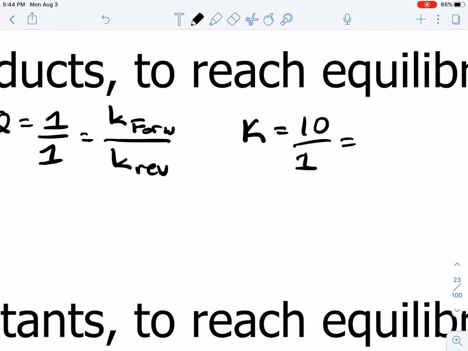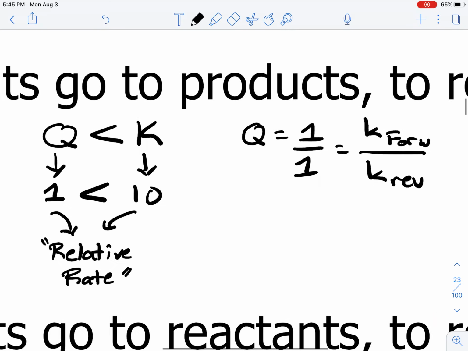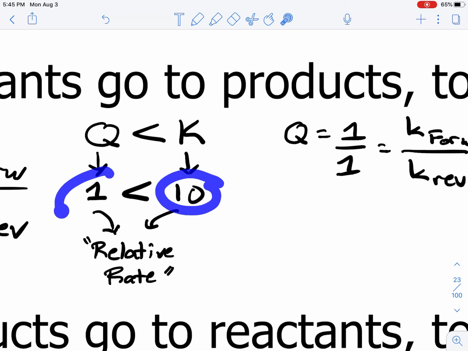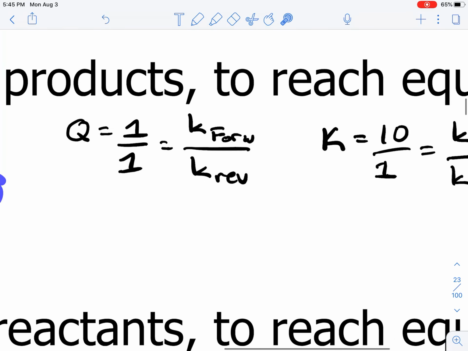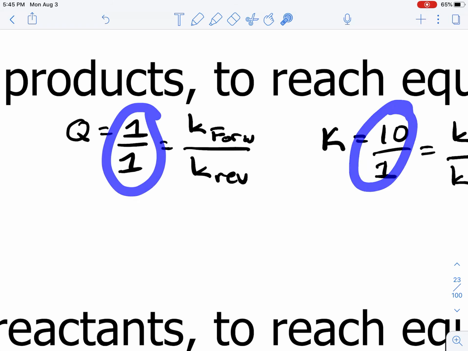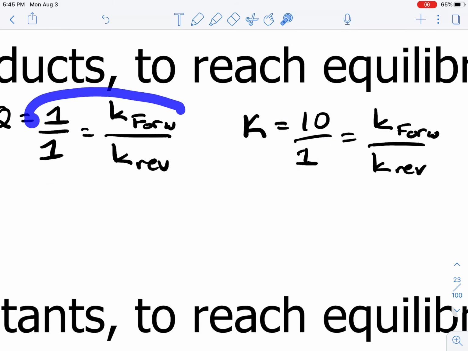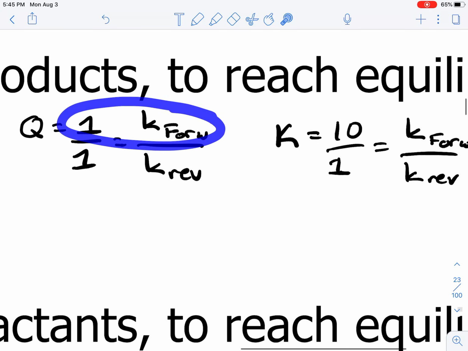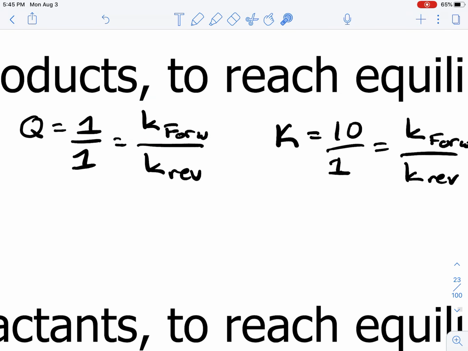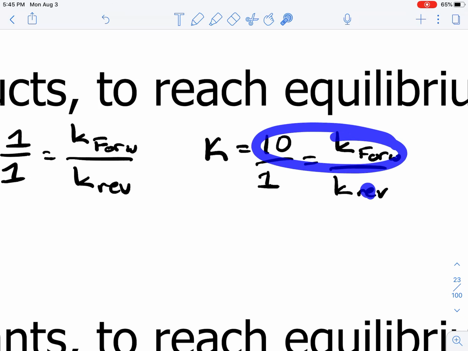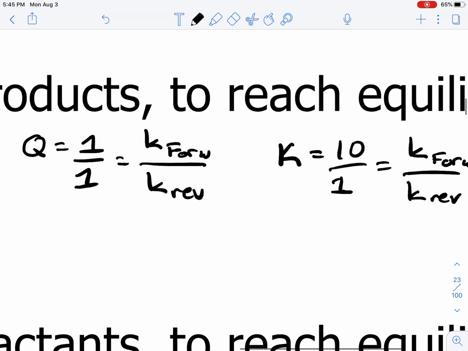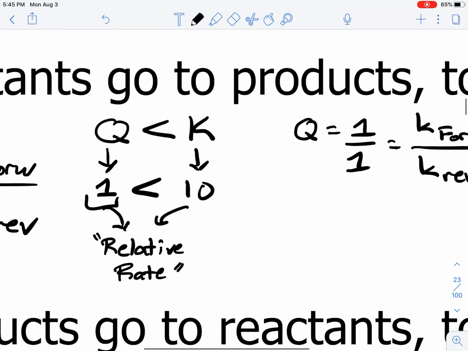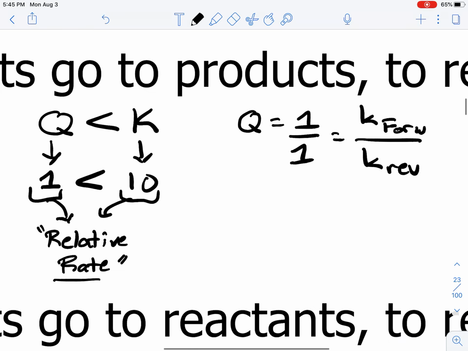And this 10 over 1 is going to represent the rate constant of the forward and the rate constant of the reverse. Okay. And so what we did is we chose two numbers, 10 and 1, and we turned it into a fraction so that the fraction kind of overlaps the relative rate of the forward reaction and the relative rate of the reverse. So same thing here.